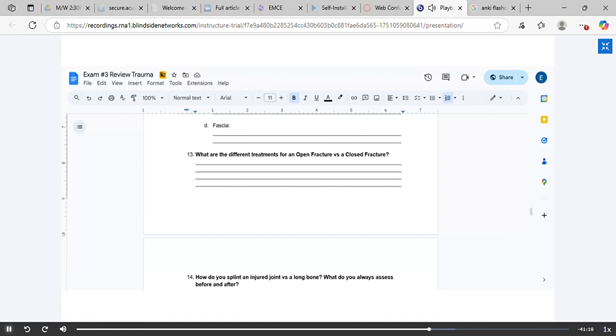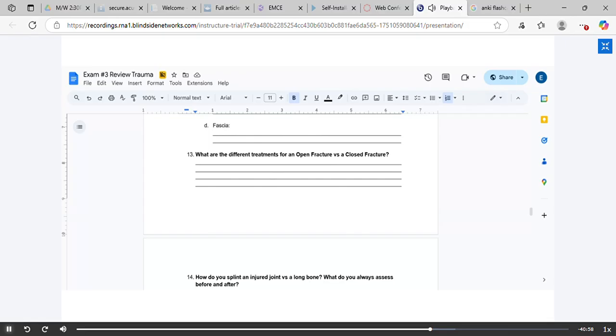So the way I would treat that is I would need to put a sterile dressing over it and then splint, right? I need to still splint that fracture, but I need to go ahead and cover that open damaged skin. Versus a closed fracture, that's where the skin is not damaged.